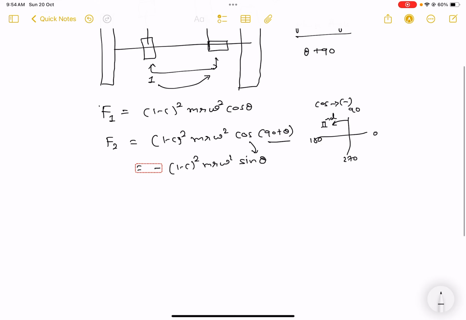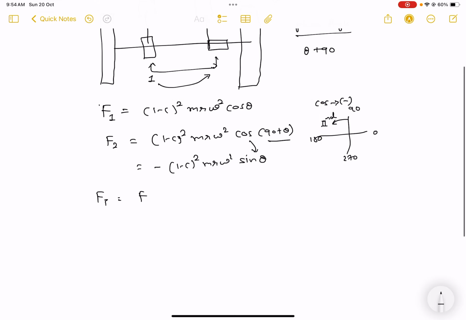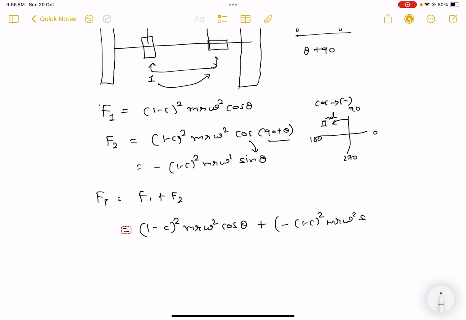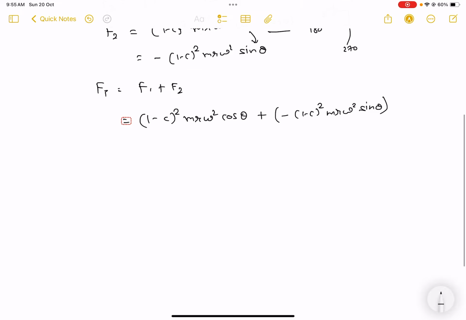So what will be the total force? Ft, the total force, will be F1 plus F2. F1 is (1 minus c) square mr omega square cos theta, plus F2, which is negative: minus (1 minus c) square mr omega square sin theta. So the resultant common factor will be (1 minus c) square mr omega square, and in brackets it will be cos theta minus sin theta. So this will be the equation.